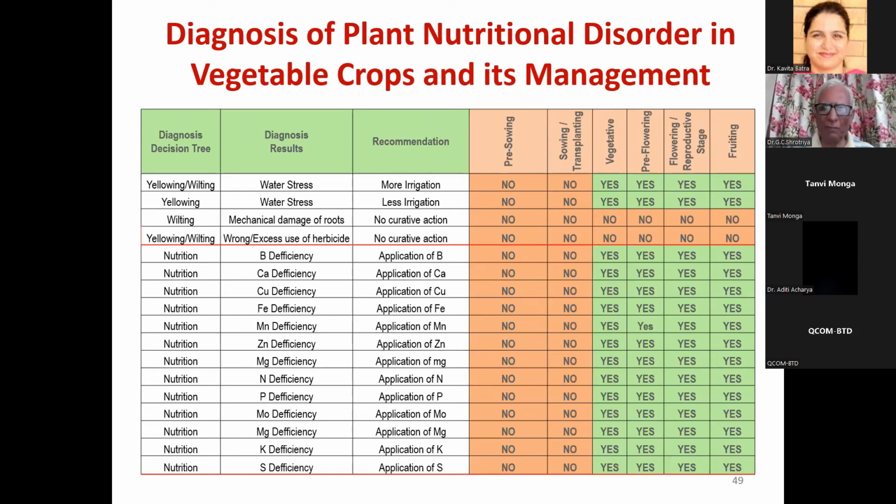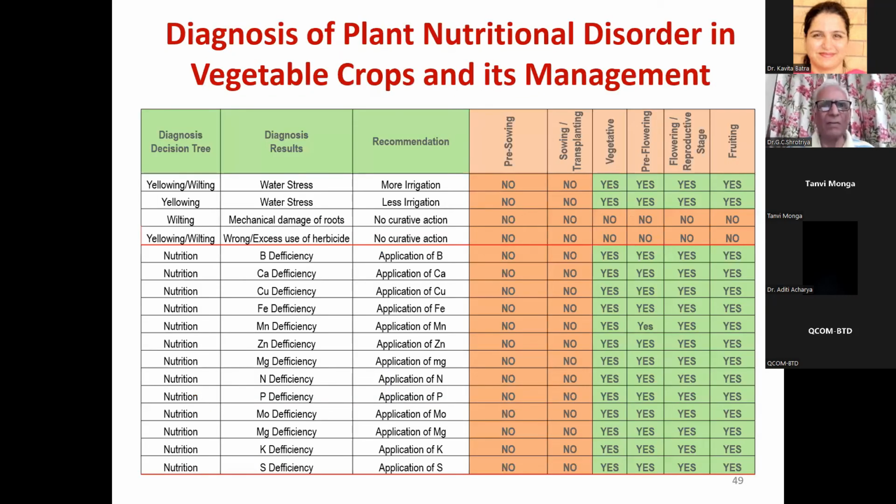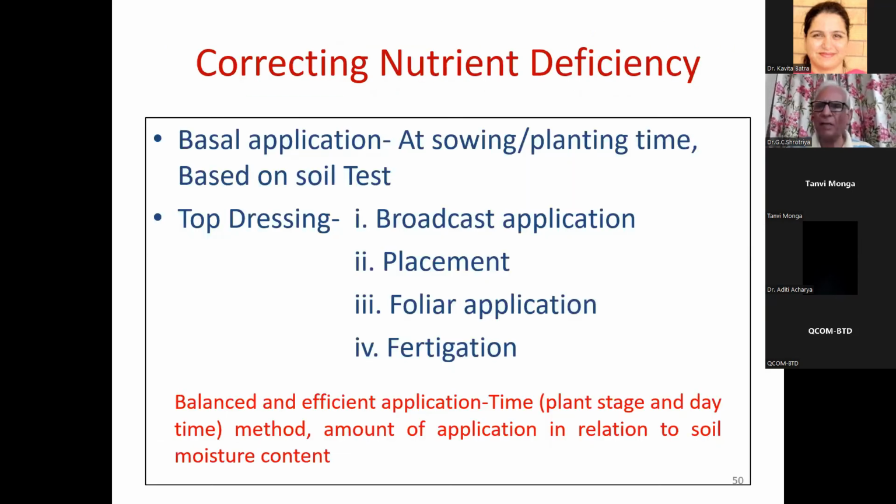Same, it is shown for vegetable crops, that at what time we can apply. Then next. How can we apply nutrients?